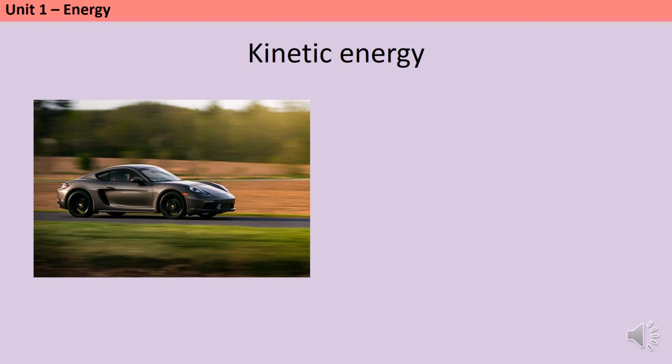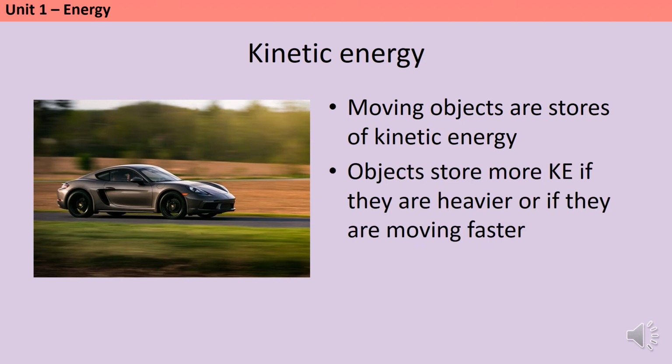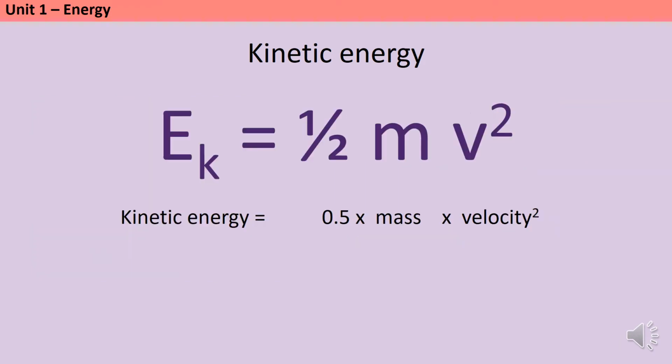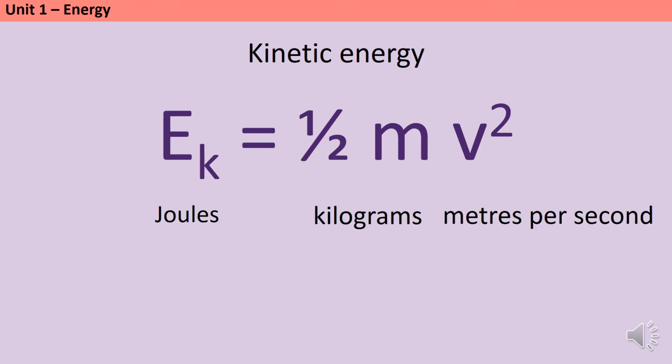Next comes kinetic energy. Moving objects store kinetic energy, and as we know, they will have more kinetic energy if they have a heavier mass or if they're moving faster, so if they have a greater velocity. Kinetic energy is the 8th of the equations that you need to memorise for the physics exam, and we find it by multiplying half by the mass of the object by the velocity squared. Again, kinetic energy is a type of energy, so we measure it in joules. Again, mass is in kilograms, and finally, velocity is in metres per second.